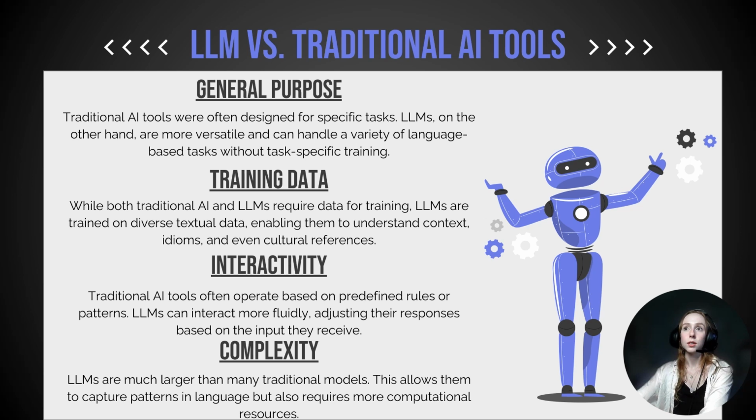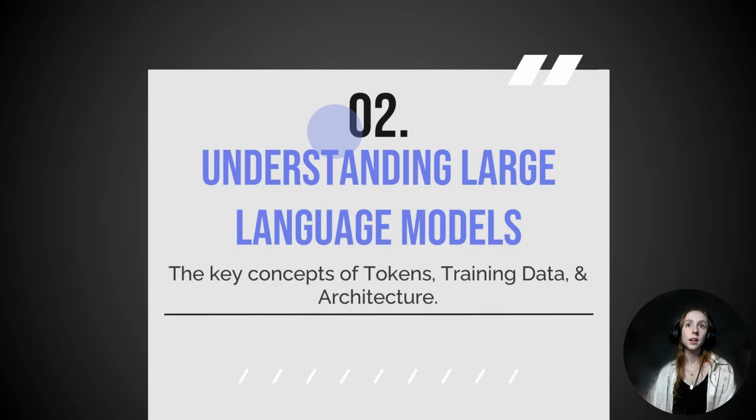And then as far as complexity, the architecture and size of LLMs in terms of parameters are significantly larger than many traditional models. This complexity allows them to capture intricate patterns in language, but also requires more computational resources. Overall, the emergence of large language models marks a significant milestone in the AI journey, and their ability to understand and generate human-like text opens up a plethora of opportunities, especially in fields like digital media engagement, where communication and context are paramount. So now moving into part 2, we're going to be going over how we understand large language models and key concepts like tokens, training data, and architecture.